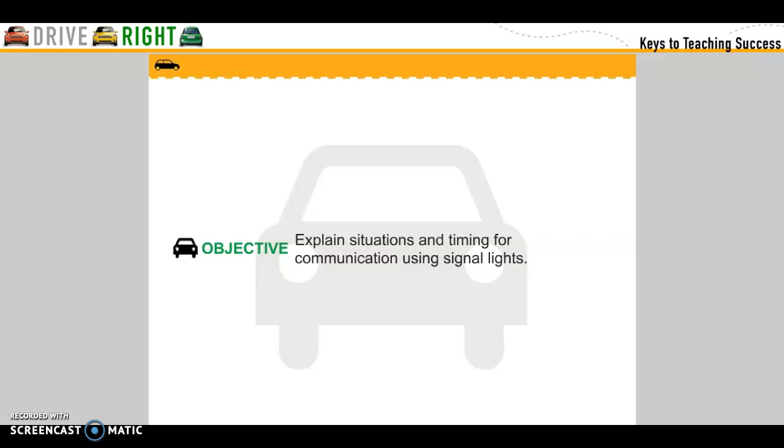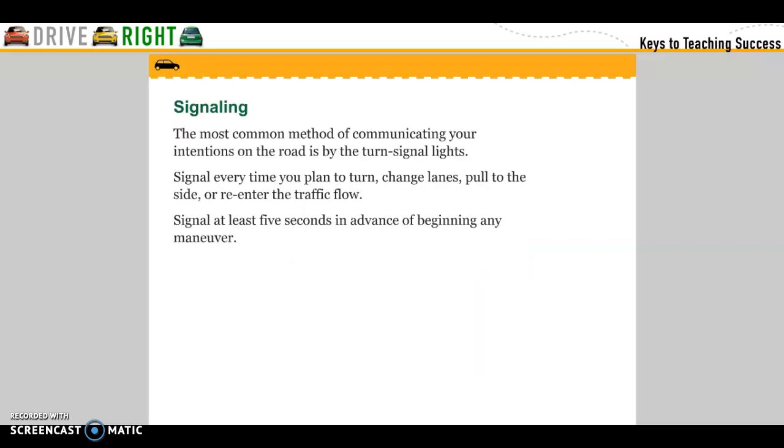Objective: explain situations and driving for communications using signal lights. Signals. The most common method of communicating your intent on the road is by using your turn signal lights. Signal every time you plan to turn, change lanes, pull to the side, or re-enter the traffic flow. Signal at least 5 seconds in advance of beginning any maneuver.